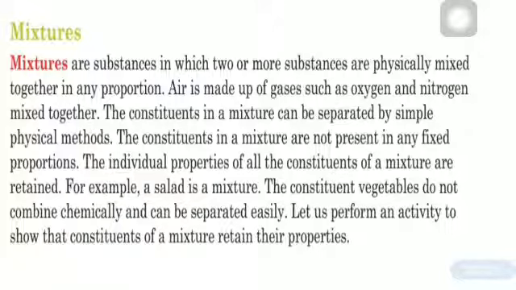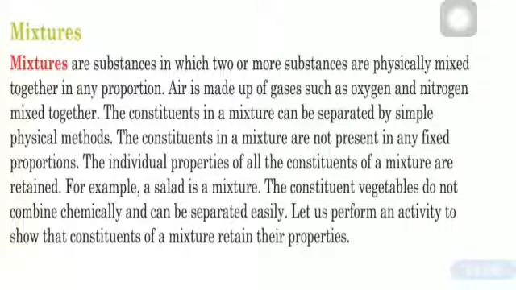Air is made up of gases such as oxygen and nitrogen mixed together. The constituents in a mixture can be separated by simple physical methods. The constituents in a mixture are not present in any fixed proportions, as said earlier. The individual properties of all the constituents of a mixture are retained. For example, a salad is a mixture. The constituent vegetables do not combine chemically and can also be separated easily, physically.